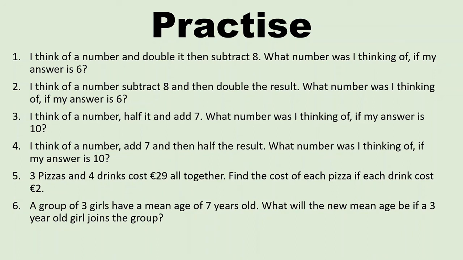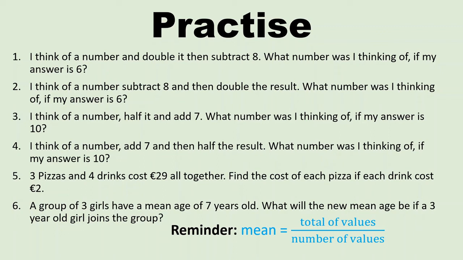Question 6, again another challenging applied question here. A group of 3 girls have a mean age of 7 years old. What will the new mean age be if a 3-year-old girl joins the group? If you need a reminder about this, remember that the mean age is the average where we add all of the values together and divide that by the number of values. Go ahead and hit pause.